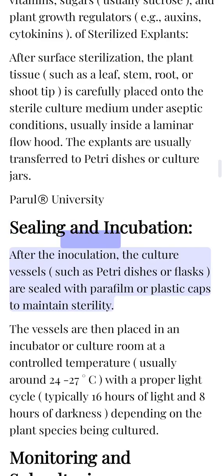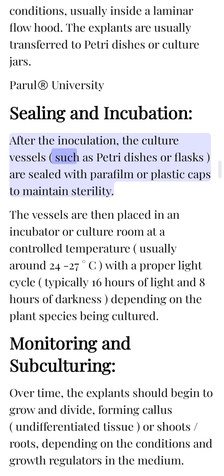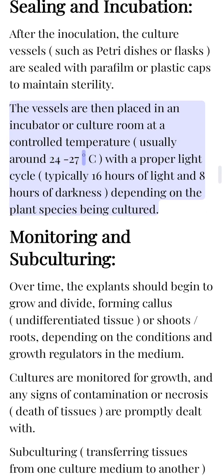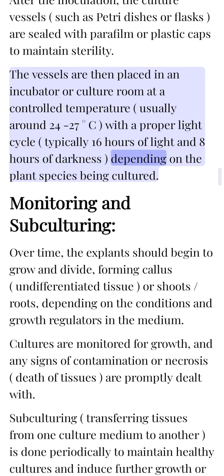Sealing and incubation: after the inoculation, the culture vessels, such as petri dishes or flasks, are sealed with parafilm or plastic caps to maintain sterility. The vessels are then placed in an incubator or culture room at a controlled temperature, usually around 24-27 degrees Celsius, with a proper light cycle, typically 16 hours of light and 8 hours of darkness, depending on the plant species being cultured.